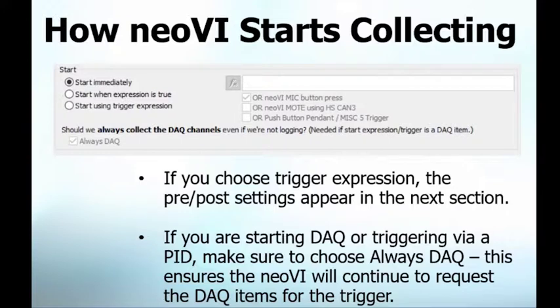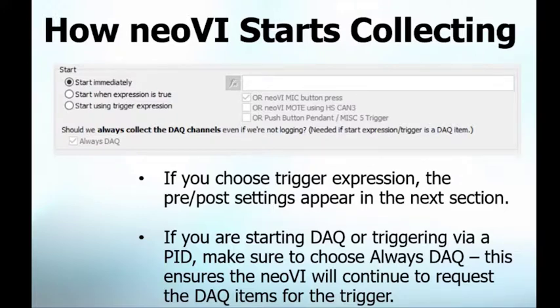From there, how do you start logging? You have three options here. Immediately, which just means as soon as we're powered on and there's vehicle traffic, we're logging it. The second option is using a trigger expression. That could be literally any trigger expression from the vehicle, anything utilizing your DBC file.